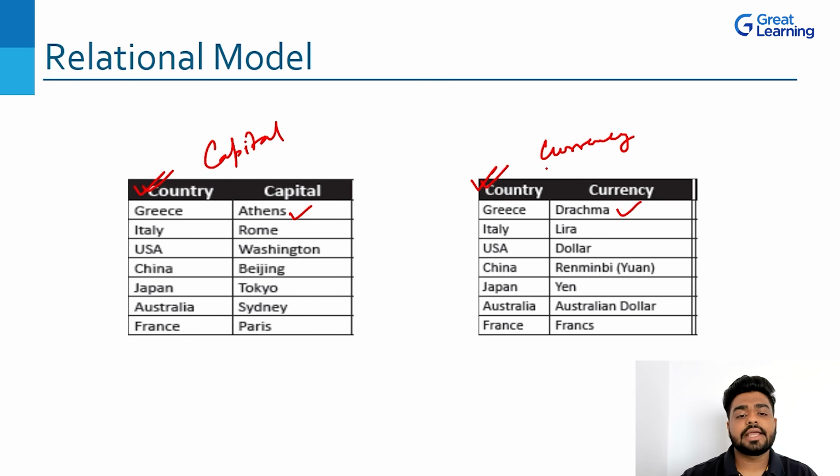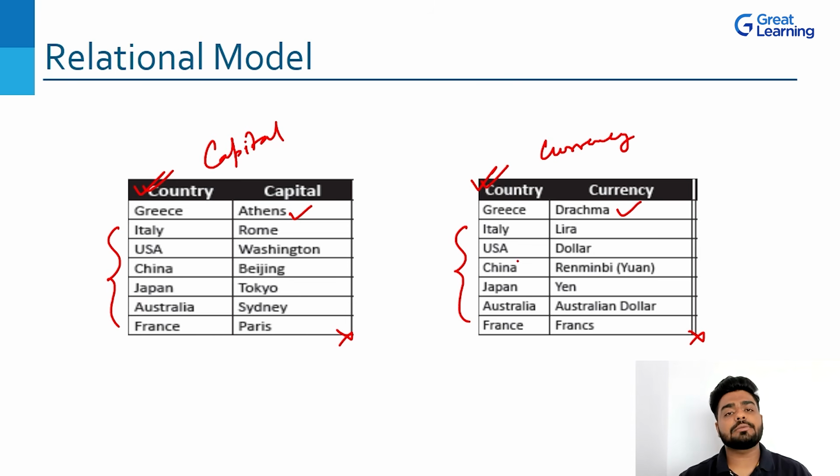drachma, correct? Similarly, if I ask for India, then for India country, we don't have any capital written here in this table, and we don't have any currency also written here. So for India, there will be null value for capital and currency, right? But if I ask for Italy, USA, China, Japan, Australia, and France, we have all the capital and currency in both the tables, and we will be able to get it. This is what is a relational model. This is what is a relational table.